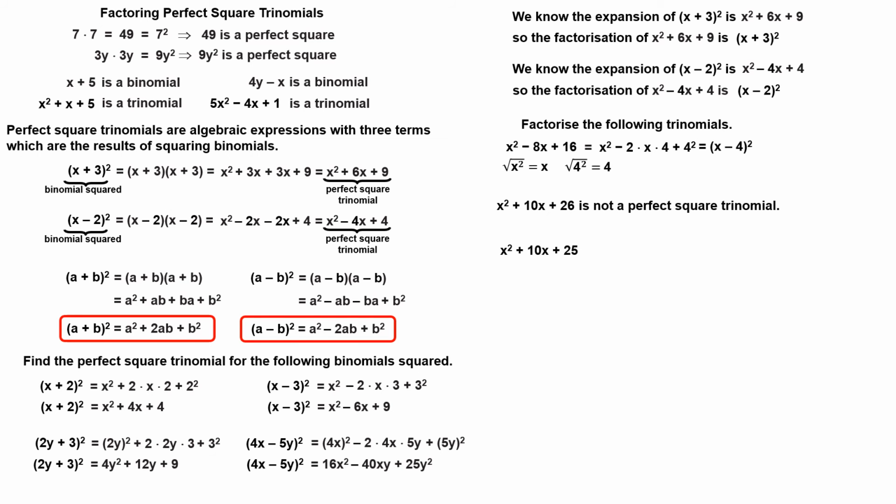The first and last terms are perfect squares. Take the square root of both perfect square terms. To get the middle term, we have to multiply the two square roots together and then by 2. We should get the positive or negative version of the middle term. Therefore, the trinomial can be factorized into x plus 5 times x plus 5, also written as this binomial squared.